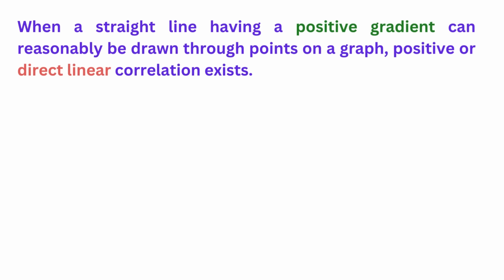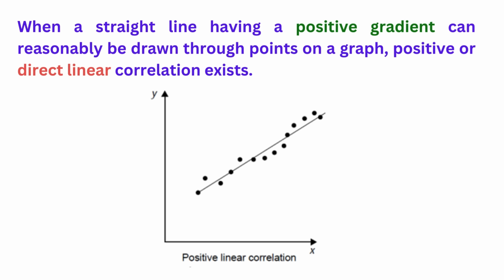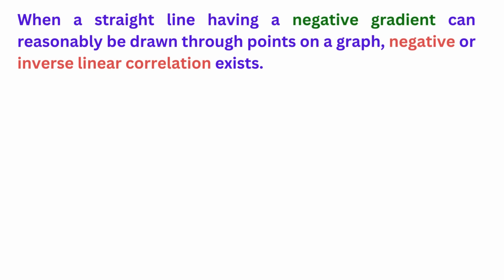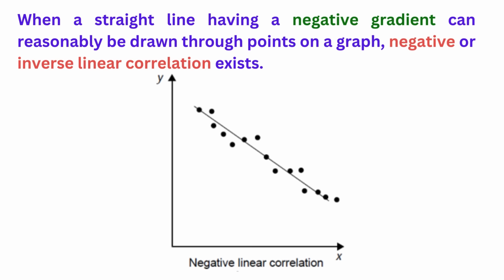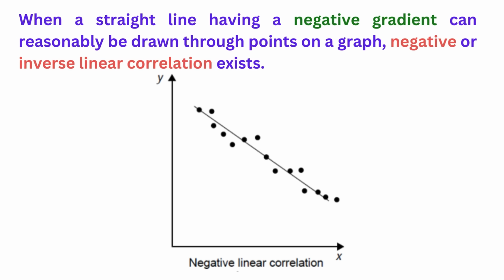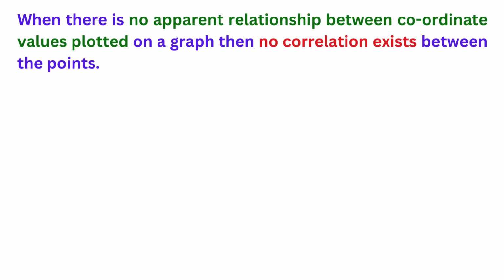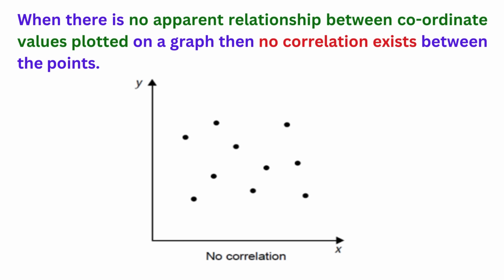When a straight line having a positive gradient can reasonably be drawn through points on a graph, positive or direct linear correlation exists. See the figure below. Conversely, when a straight line having a negative gradient can reasonably be drawn through points on a graph, negative or inverse linear correlation exists. See the figure below. And when there is no apparent relationship between coordinate values plotted on a graph, then no correlation exists between the points. See the figure below.